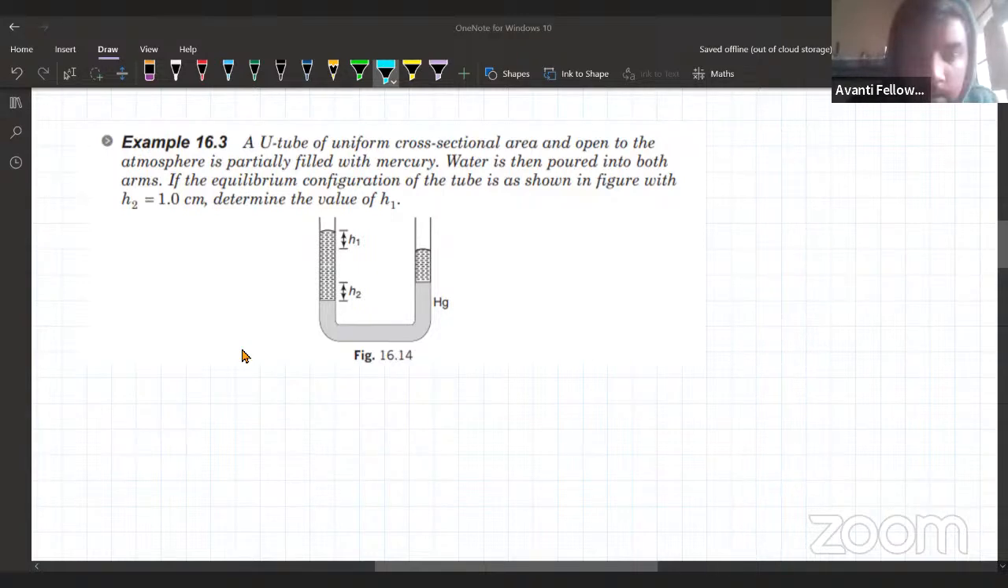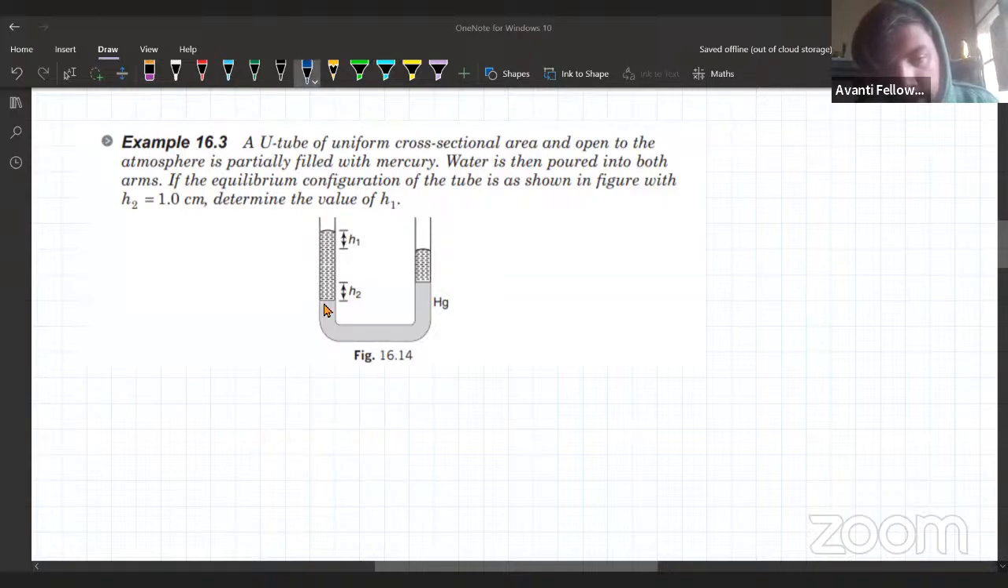Three more minutes, guys. Let me give you a hint for the time being. Take these two horizontal levels, right? Let's say this is A and this is B. Pressure at A will be equal to pressure at B. I've given you the hint right now.